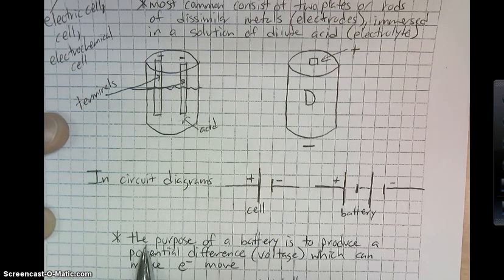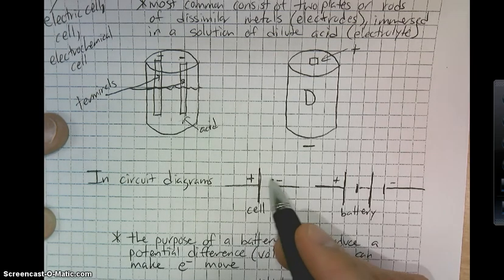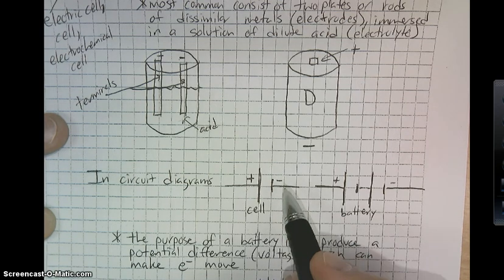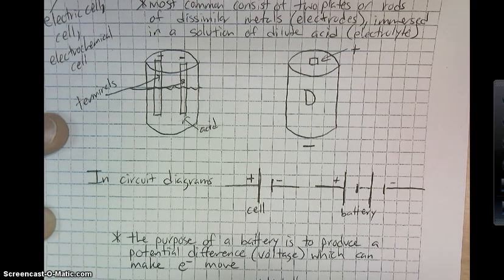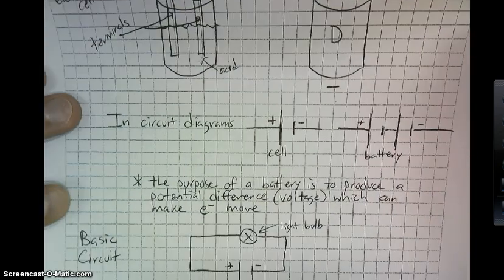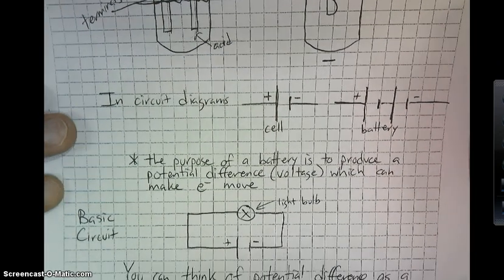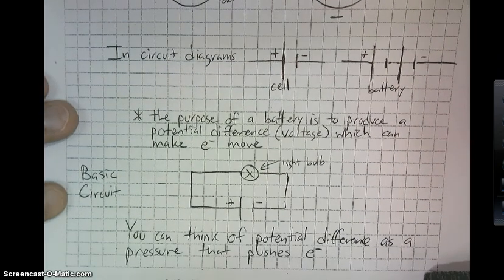So I've put here that the purpose of a battery is to produce a potential difference, or a voltage, which will make an electron move. By building up a positive on one side and a negative on the other, it's going to force electrons to flow through the wire. So a most basic type of circuit that I can draw.